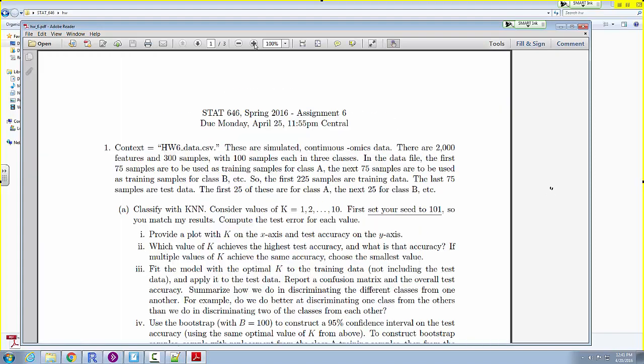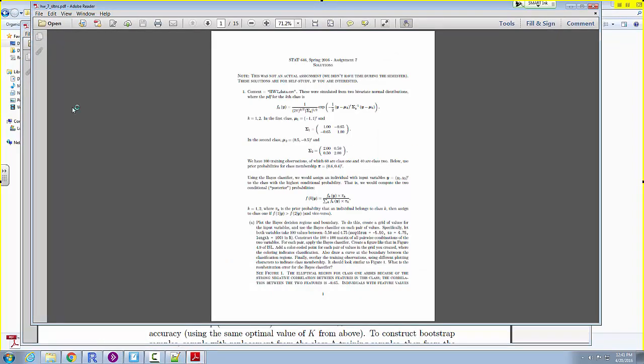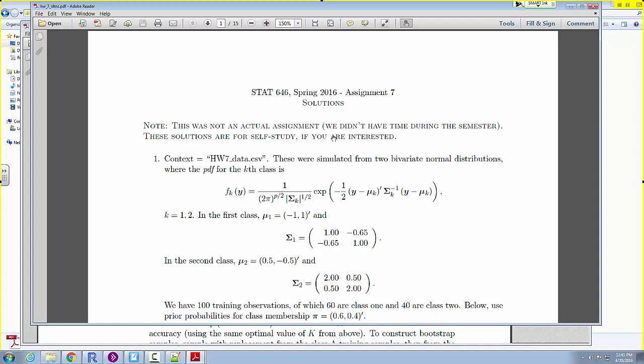Before I forget, I also posted a homework 7. I don't remember if I told you about this or not. You don't have to do a homework 7, just to make that clear right now. This was something that was going to be homework 7, but we don't have time. But you might be interested in reading through it.